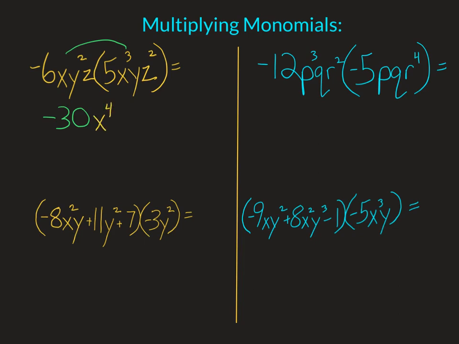Then 2 y's on the outside, 1 on the inside. Remember, if there's nothing there, there's the invisible 1. It's still a total of 3 y's. And 1 z on the outside, 2 on the inside, 3 z's. There you go. That's all there is to it.